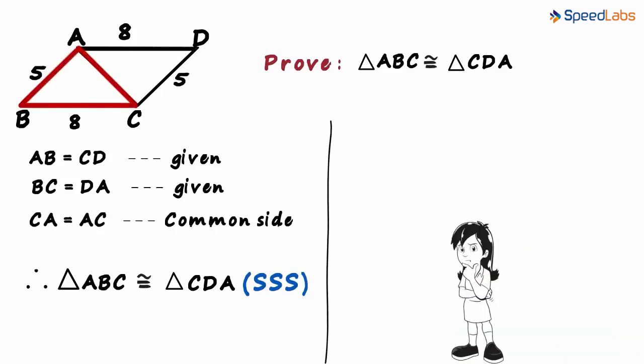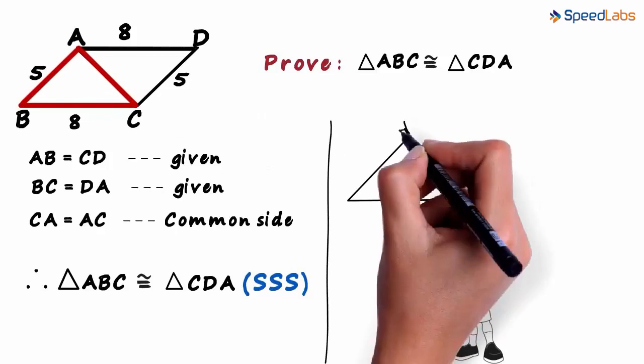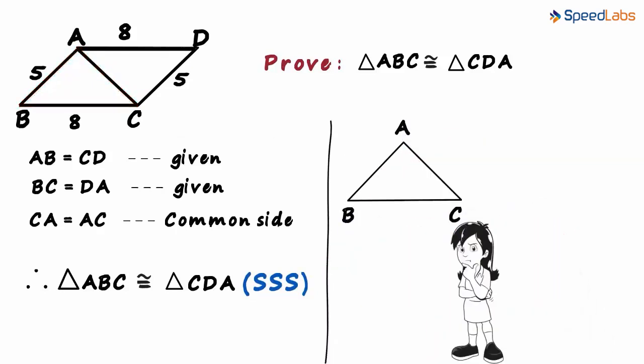Triangle ABC is upright, but triangle CDA is inverted. Some of us may find it difficult to interpret it. So to keep things simple, we can just draw the triangles separately. First, let's draw triangle ABC. This is triangle ABC. AB is 5 units long, so we write a 5 here, and BC is 8 units long, so 8 becomes the base. We just drew this triangle separately.